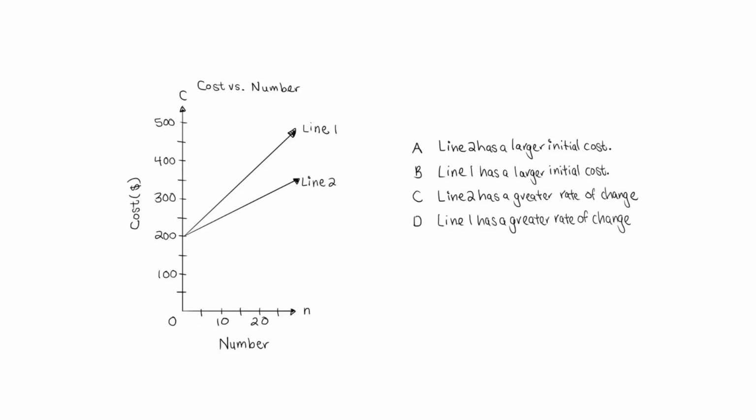So in our next example, we're shown a graph, and it's showing the cost versus the number. And the question is, which of the following describes a difference between lines 1 and 2? So the first statement says line 2 has a larger initial cost. Well, no, the initial cost for both line 1 and 2 is 200, so that is false. Line 1 has a larger initial cost. Well, if line 2 doesn't, then line 1 can't either. Line 2 has a greater rate of change. That is incorrect because line 2 is less steep than line 1. So the only answer that can be correct is D. Line 1 has the greater rate of change.